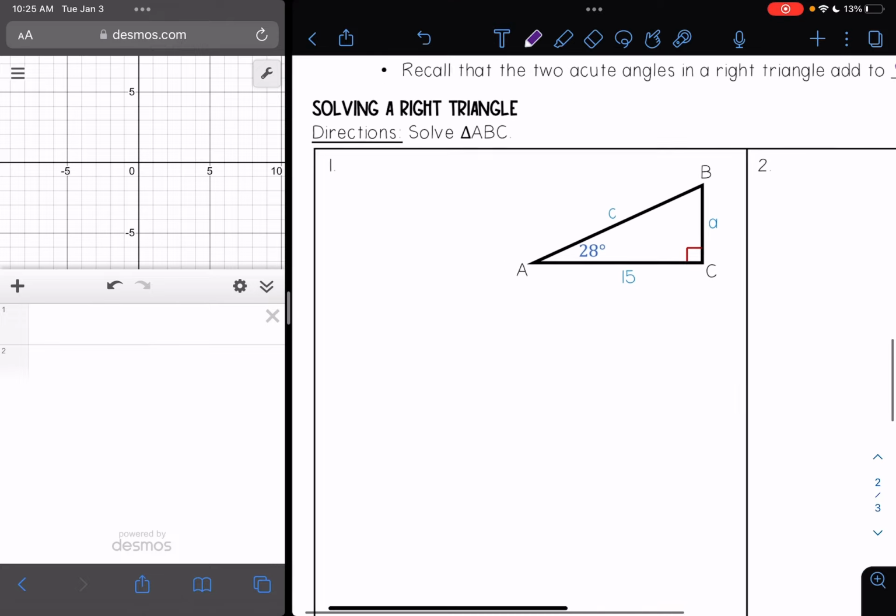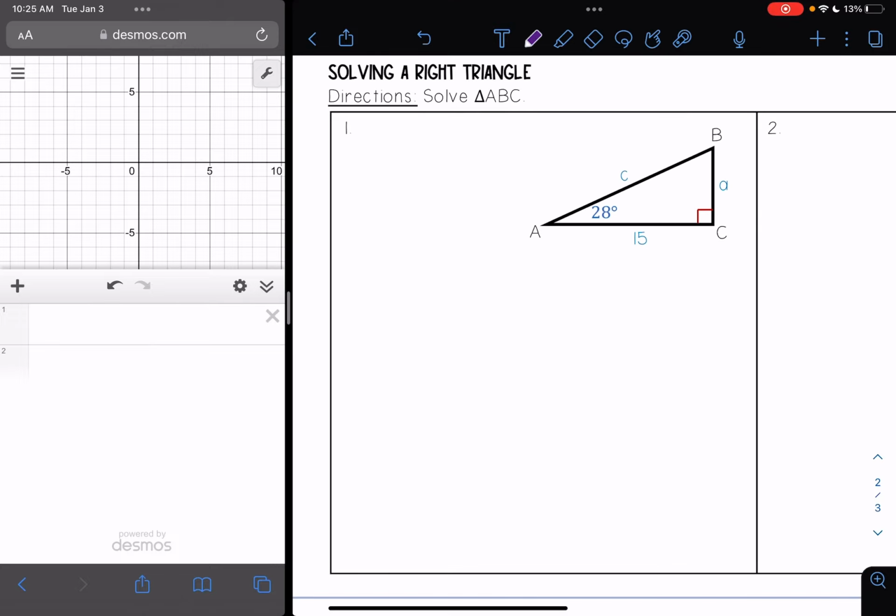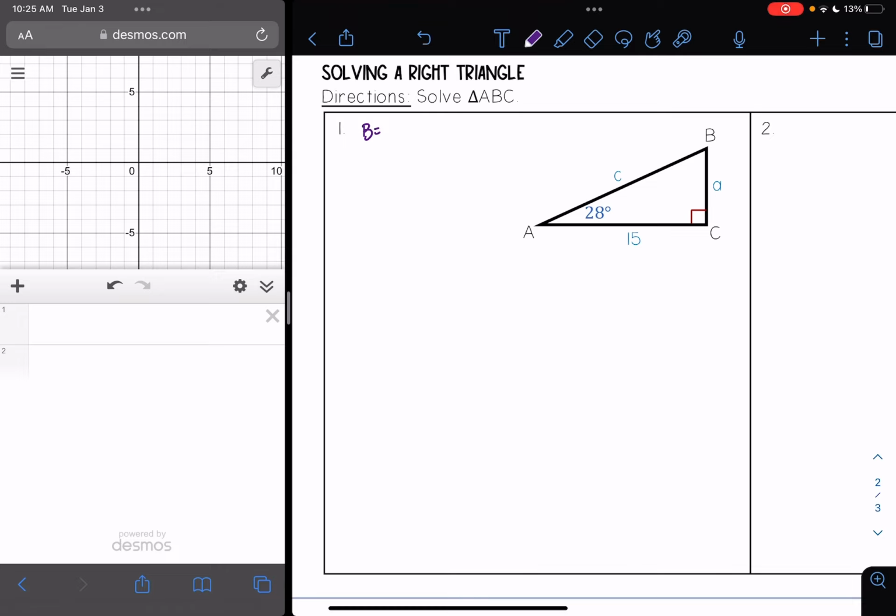Okay, so let's go through this first one. I want to solve triangle ABC. So I have one side measurement, I have this 15, and I have my one angle. So I'm going to first find my missing angle. I'm going to find angle B. I know that angles A and B add up to 90. So that means to find B, I can just do 90 minus 28. And when I do that, I get that B is equal to 62 degrees.